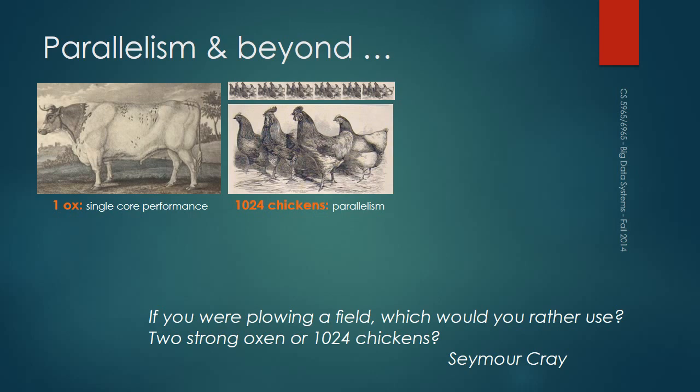Yeah, that's probably better. So Seymour Cray, who was the father of supercomputing, very famously said, before he started actually making large parallel machines, he did this comparison: if you're plowing a field, what would you rather use? Would you use 2 strong oxen or 1? Or would you go for using 1,024 chickens? Now, if you think about this, it seems like a bad comparison. Yes, ideally we would prefer a strong ox, or even a single strong ox.